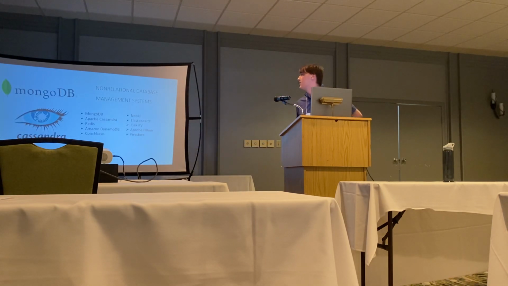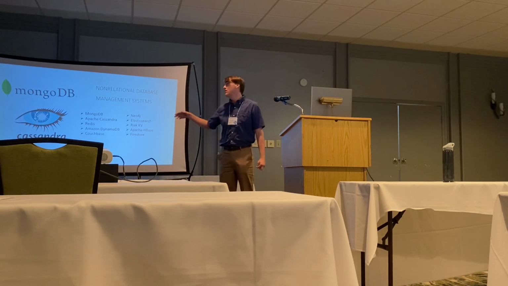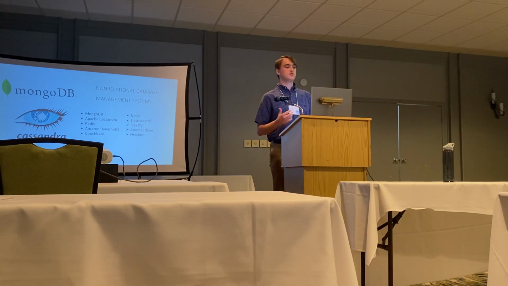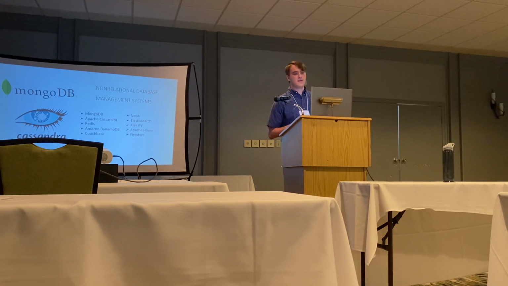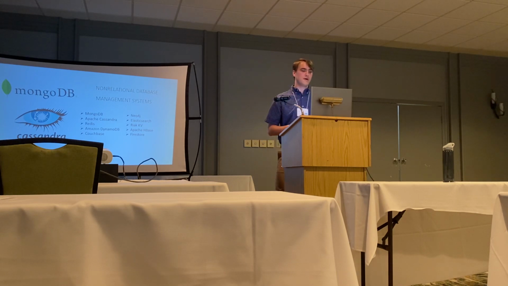And so here are some other non-relational database management systems. MongoDB is a really popular one now. Apache Cassandra, Redis, Amazon DynamoDB, Couchbase, Neo4j, which is a graph database, Elasticsearch, Riak KV, Apache HBase, and like I said, Firestore. And a lot of these are fairly new. So for Firestore, there was not a ton of documentation, I'll be honest. But I think MongoDB is probably the most popular one, as we'll see.